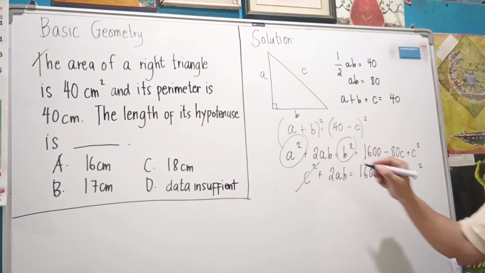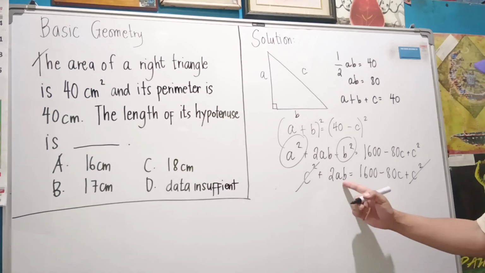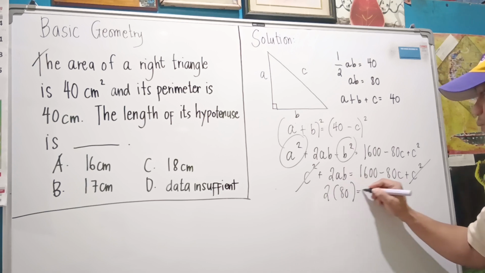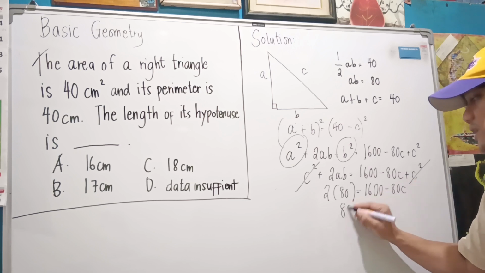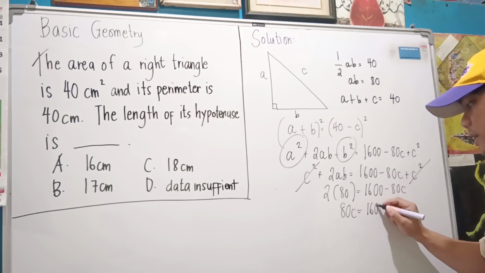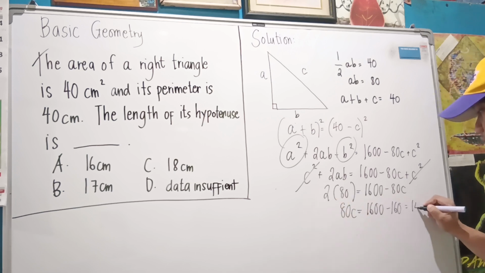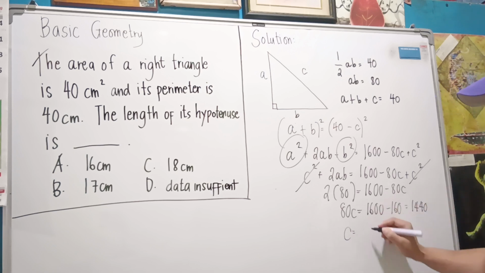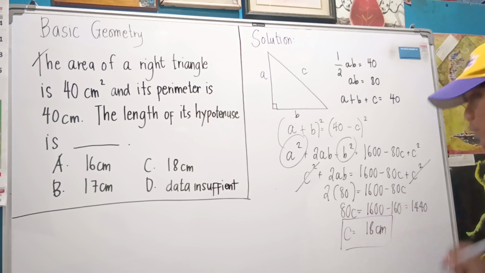As you can see, a C squared here can be cancelled because it is common to both sides of our equation. And AB, what we obtained earlier, is equal to 80. So 2 times 80 is equal to 1,600 minus 80C. 80C is equal to 1,600 minus 2 times 80, that is 160, and that is equal to 1,440. Solving for C, just divide 1,440 by 80. Therefore, the hypotenuse of the right triangle is equal to 18 centimeters.